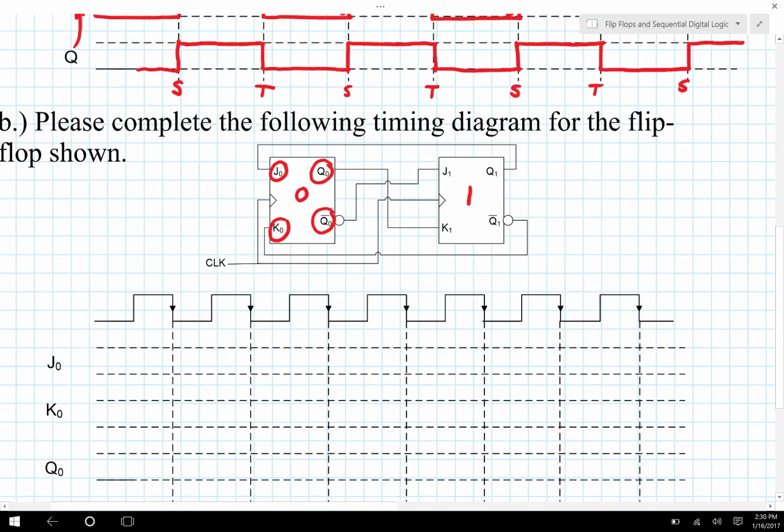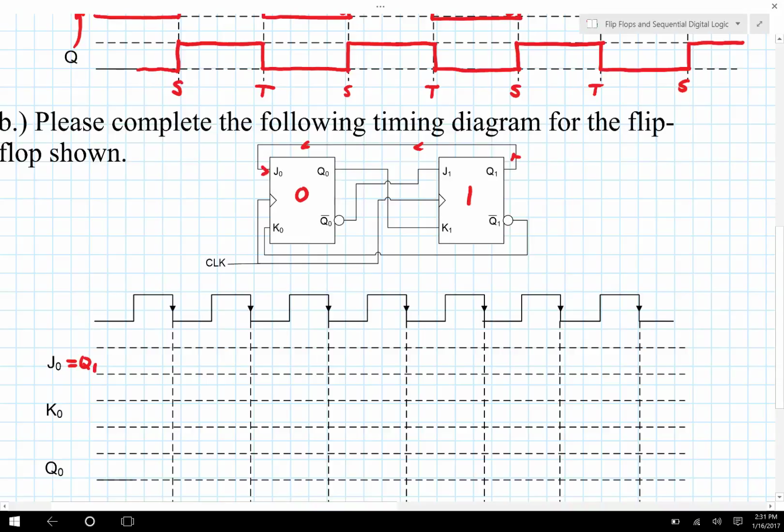You might wonder, what is the value of J0? Let me erase these circles just to keep things as clean as possible. What is the value of J0? Well, I'm going to route that back. Oh, that comes from Q1. So Q1 is going into J0. Well, I'm going to make a note of that right down here. J0 is equal to Q1.